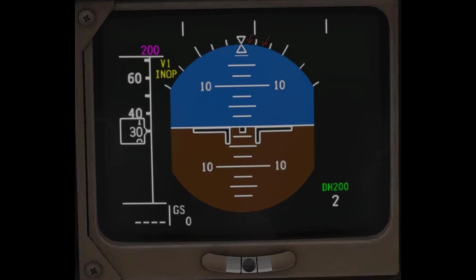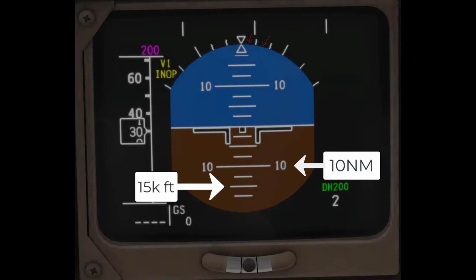Another less common example would be needing to lose 15,000 feet in 10 nautical miles. Well, with 10 nautical miles being at the 10 degree nose-low reference, 15,000 feet would actually put me at 15 degrees nose-low, which means I need 15 degrees of pitch change in order to make that descent.